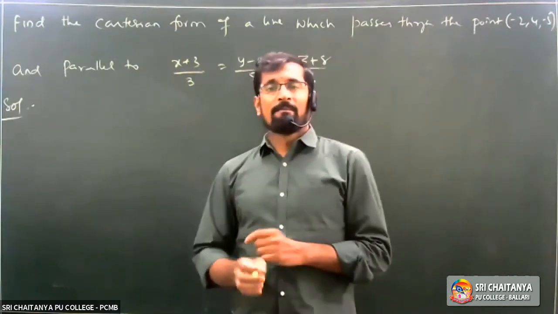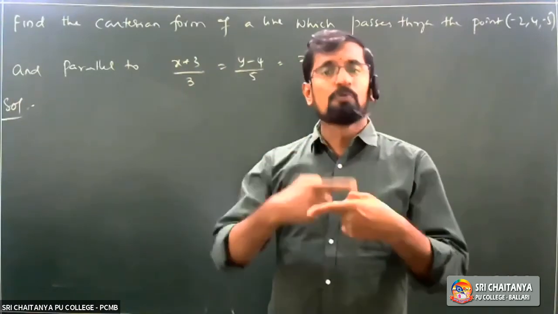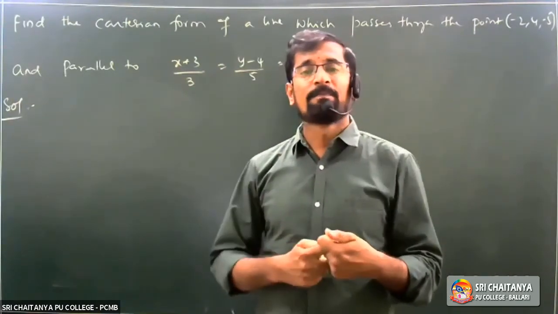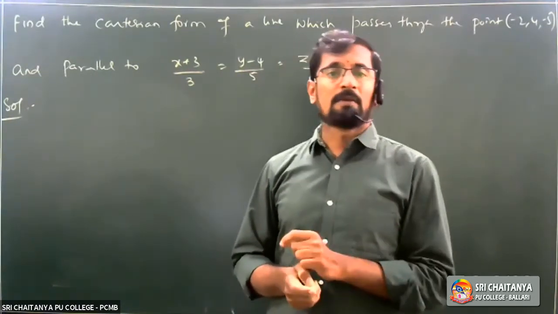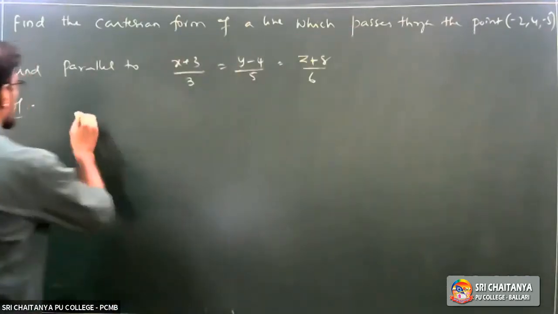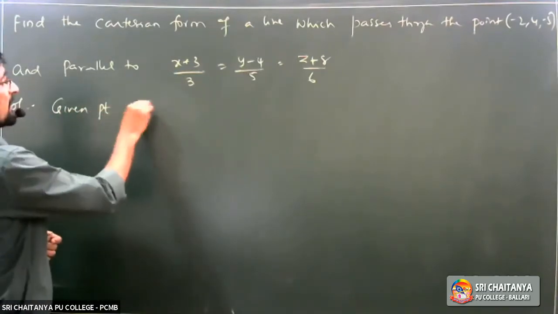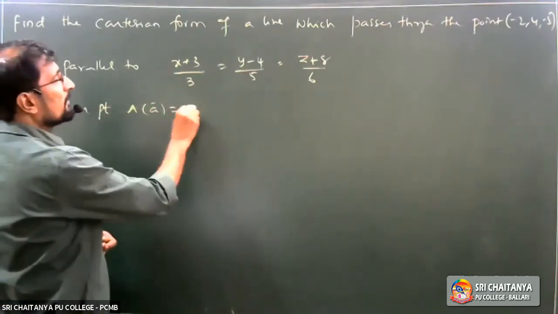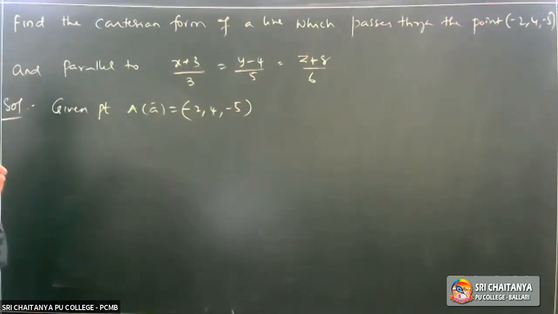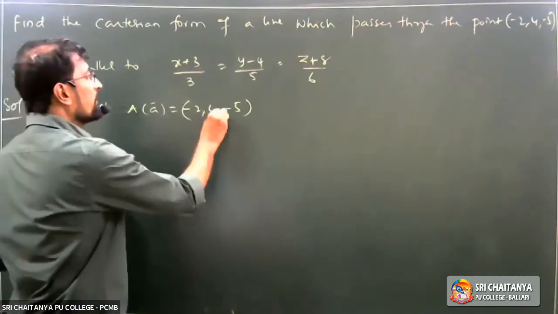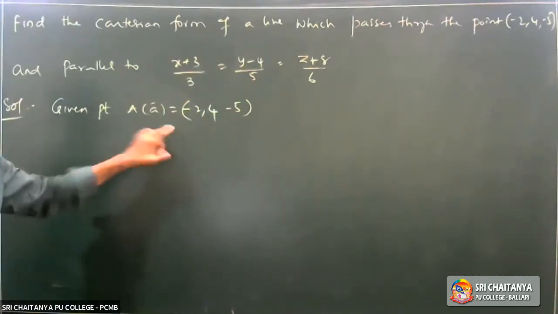So how to do that one? A small logic: two vectors, or two lines, are said to be parallel if the direction ratios are equal. That means first of all you should write the given point, capital A bar is equal to (-2, 4, -5). I hope you understood up to this point. The given point is (-2, 4, -5). You consider it like this.